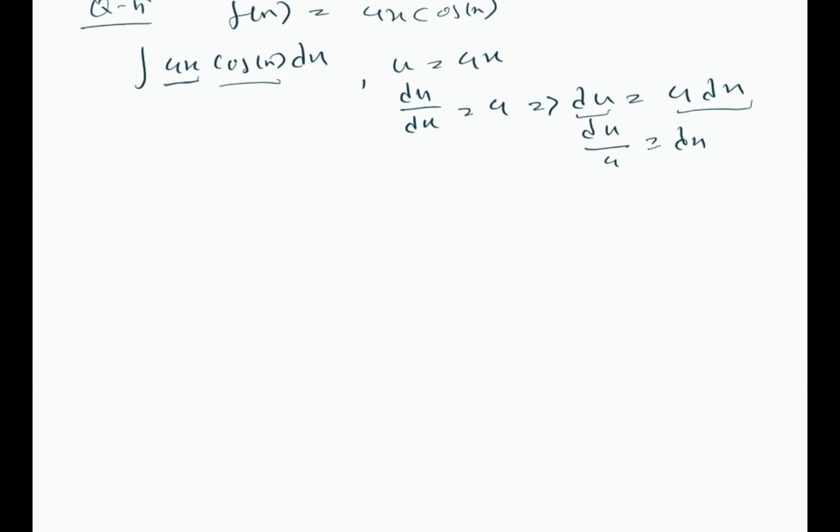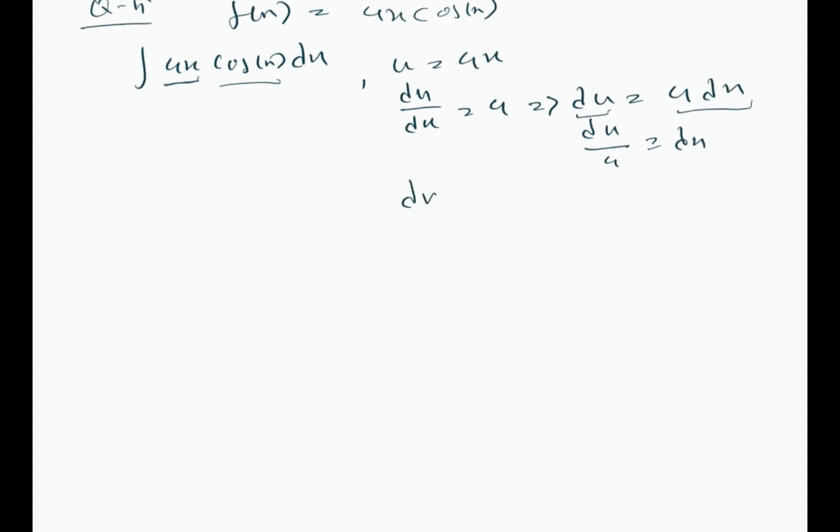So according to this rule, 4x is an algebraic function and cos of x is a trigonometric function. So the algebraic function comes before the trigonometric function. So taking u as 4x is fine. Now we need to take dv.